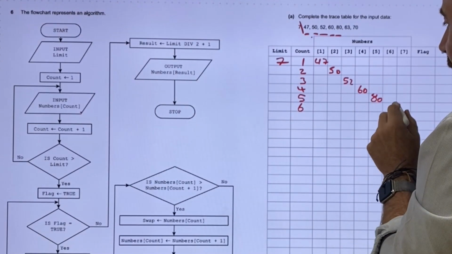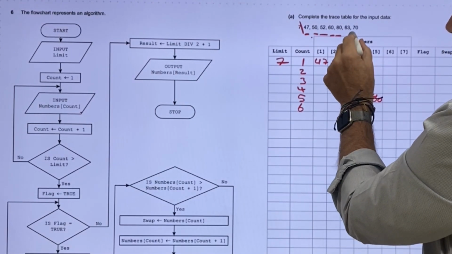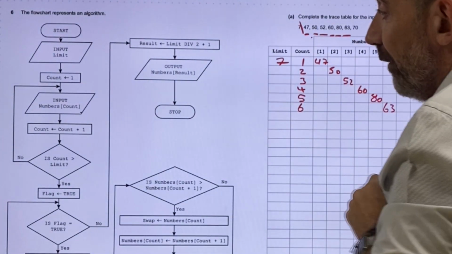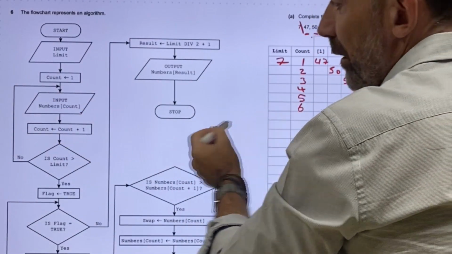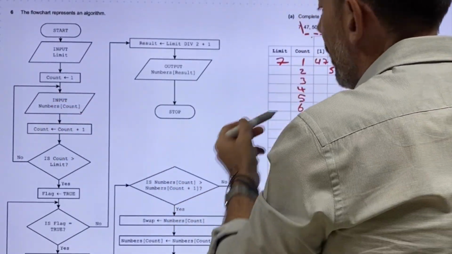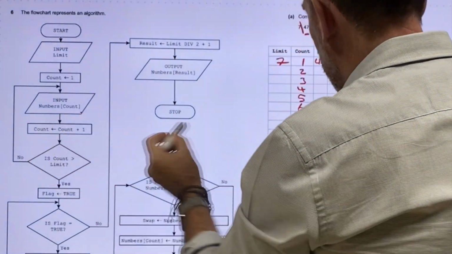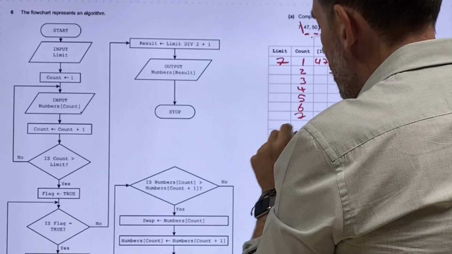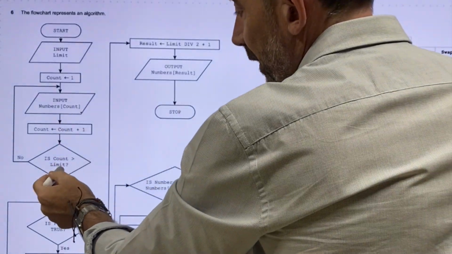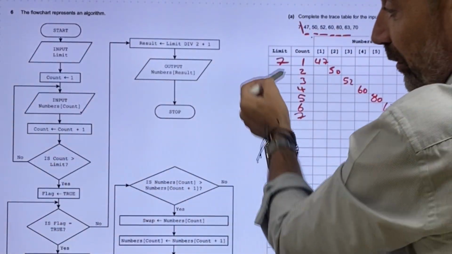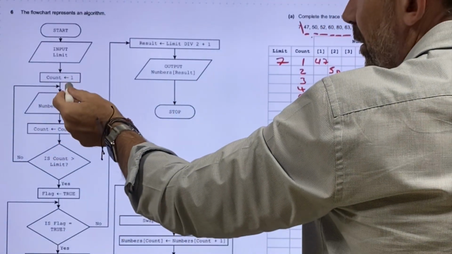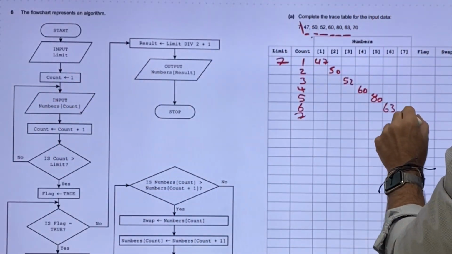In position 6 we've got 63. And then finally, looking at this, the final number in the sequence is 70. So we've inputted number 63, count equals count plus 1, 7. Is count greater than limit? It's still not greater, it's equal to, but it's not greater. So we go back round, and we put in 70.